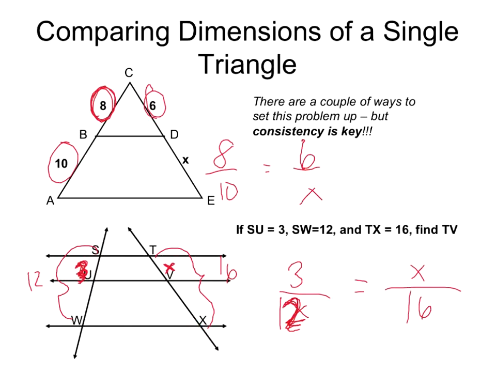Anybody do it a different way? What if I did 3 is to x? See how I did small is to small, as big is to big. That would be acceptable also. So there's lots of ways to do it. This is key right here: consistency is key. If you do small is to the whole side, small is to the whole side, you just have to stay consistent with how you're setting up each side of the problem. You'd cross multiply and solve.